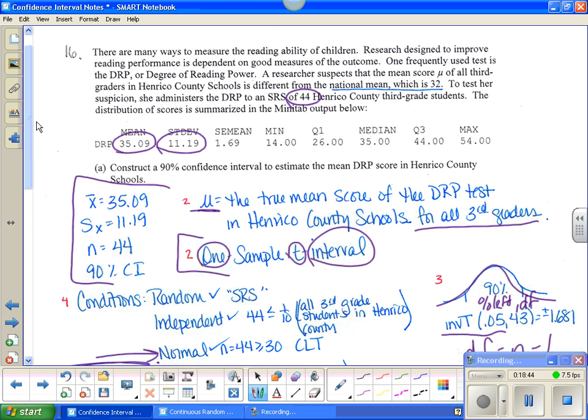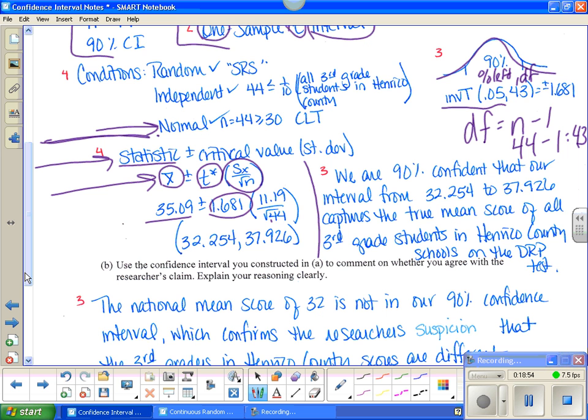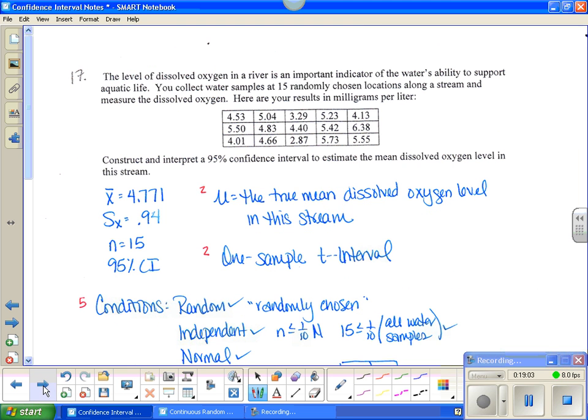A researcher, I had to find it. A researcher suspects that the mean score is different from the national mean, which is 32. And we agree because, look at our interval. Not only is it not in that interval, but it's a little, you could do a whole separate test for Part B if you wanted to. But first you have to find what the average is.